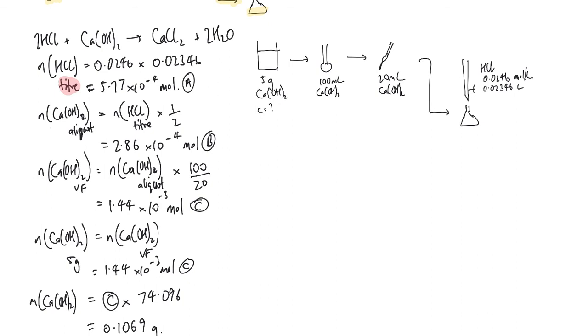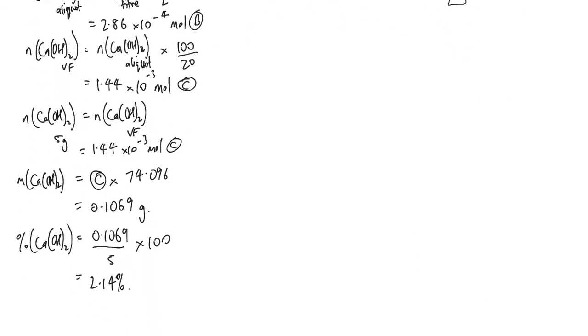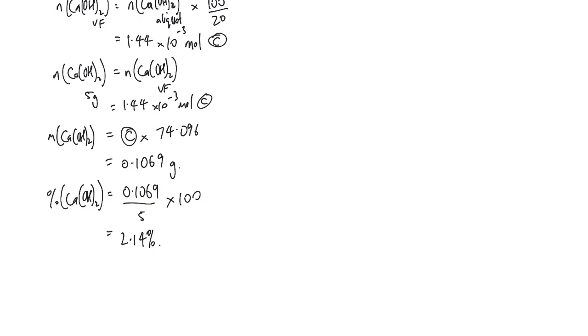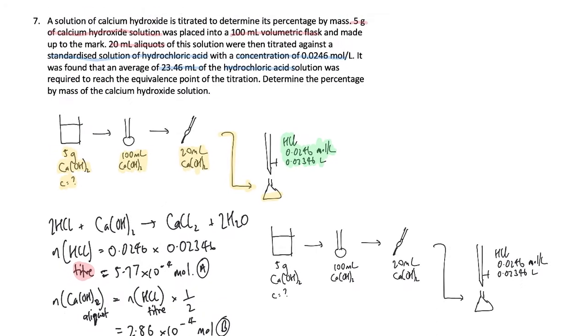So the number of moles in the volumetric flask is equal to the number of moles in the 5 grams, which is that value there, which means I can work out the mass of that calcium hydroxide here. I've worked out that mass of calcium hydroxide to be 0.1069, and therefore I can work out the percentage of the calcium hydroxide, because I've got the mass over its total mass times 100, which gets me 2.14%. And that's what it was asking for there, the percentage mass.